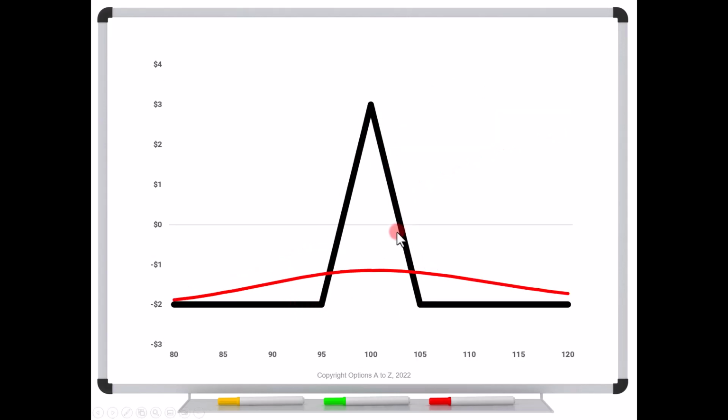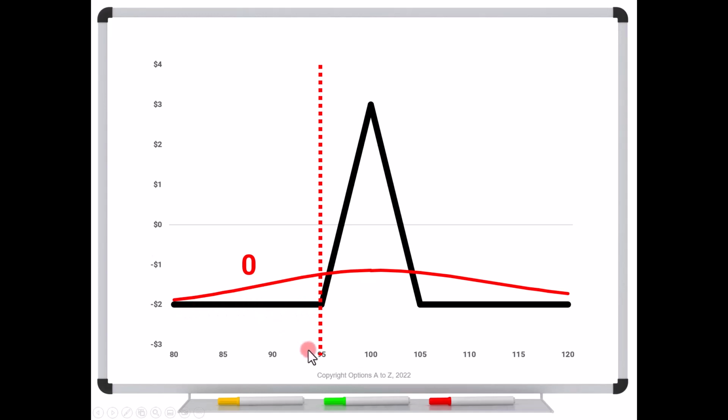The expiration graph is in black. The red curve is the current curve. Now we have 1, 2, 3 bends. So this is the 95, 100, 105 butterfly. So now let's draw a vertical line through our first strike. What is this telling you? If the stock is somewhere here to the left, your deltas are moving towards 0. They're all heading towards this black line.